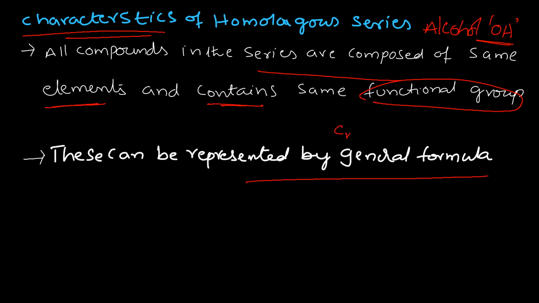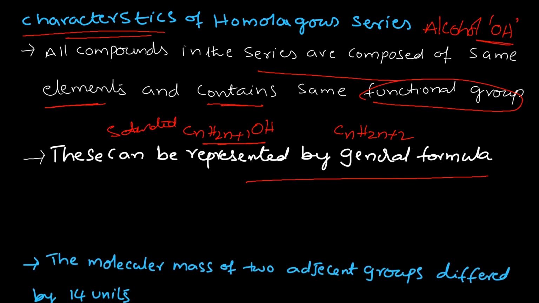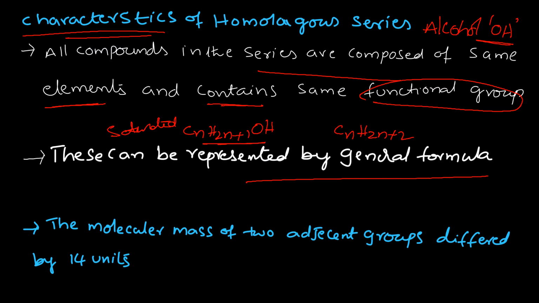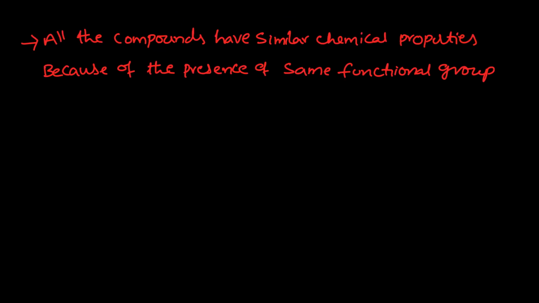Coming to the next one, these can be represented by a general formula. For example, if you take alkanes, those have a general formula of CnH2n+2. Similarly, the general formula of alcohols is CnH2n+1OH. So this is the general formula of saturated alcohols. Generally these homologous series can be represented with a general formula. The molecular masses of adjacent members differ by 14 units. For example, CH4 and C2H6 differ by 14 units, that is CH2. So the compounds which differ by 14 units are called homologous series.